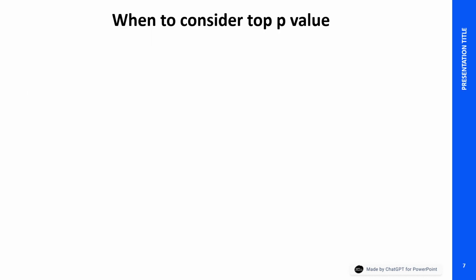Now, when to consider top P values? Top P and temperature are both available, right? So can you use both of them together? See, it is advised that you use either top P or temperature, based on your requirement that we have discussed in the previous scenarios. When to use higher values and when to use lower values, that will depend on the scenario, right?